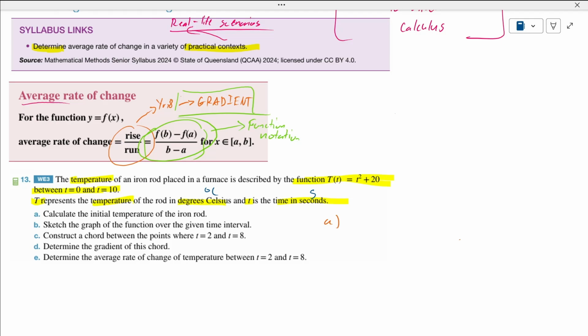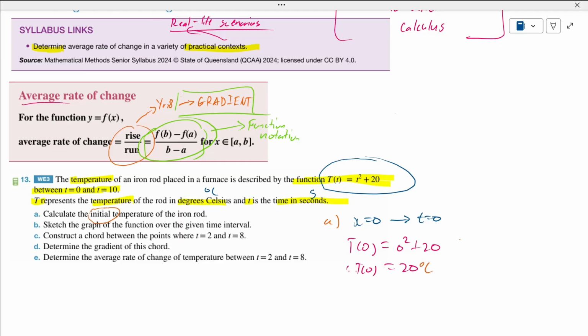Okay, part A is asking us to calculate the initial temperature of the iron rod. So the key word to be looking out for here is actually initial. And when a question states initial, it will usually be referring to the x value equaling 0. So here, t is going to be equal to 0 for the initial temperature. So we'll just sub that into our formula right here. So that's going to be T of 0 equals 0 squared plus 20, and that's going to be 20. So therefore, T of 0 is 20, and making sure we put our units, degrees Celsius. Done, easy.